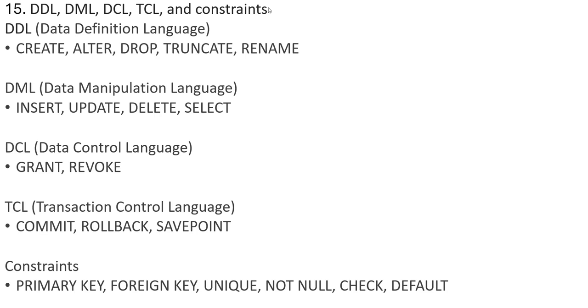Then, talking about truncate, it basically deletes all the rows, but the table structure remains the same. That's the difference between drop and truncate. Only in drop is the table structure also deleted. In truncate, the structure remains. Then rename, with which we can easily rename the table name or column name.